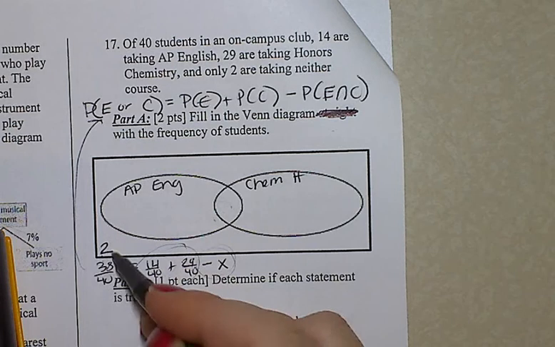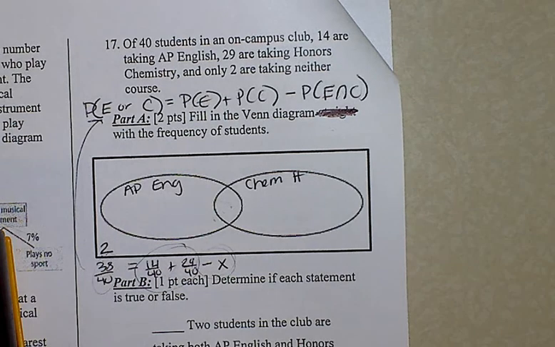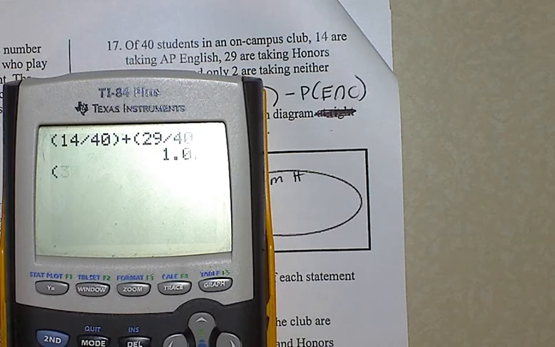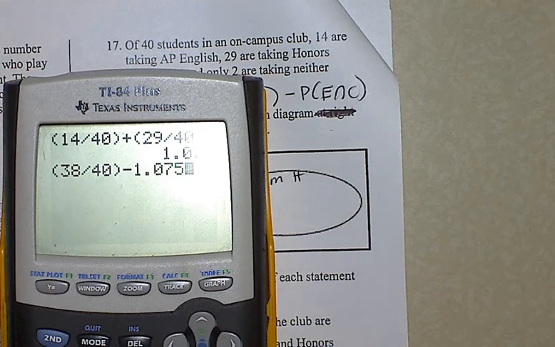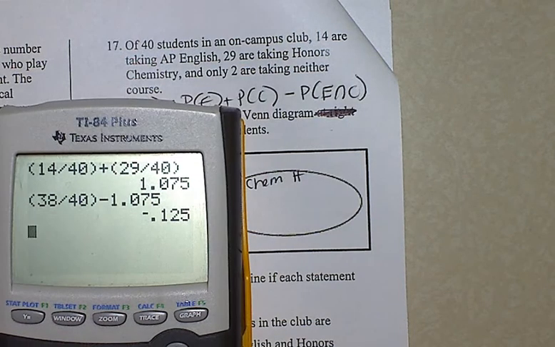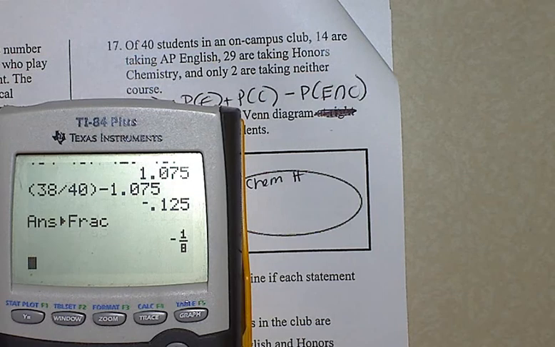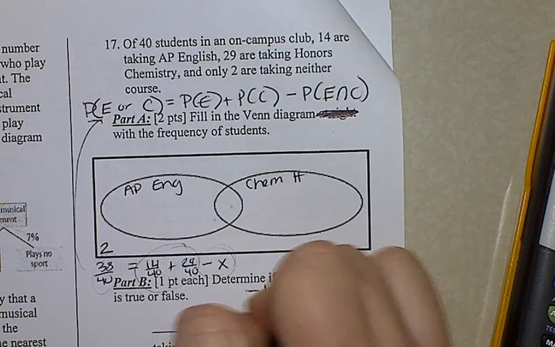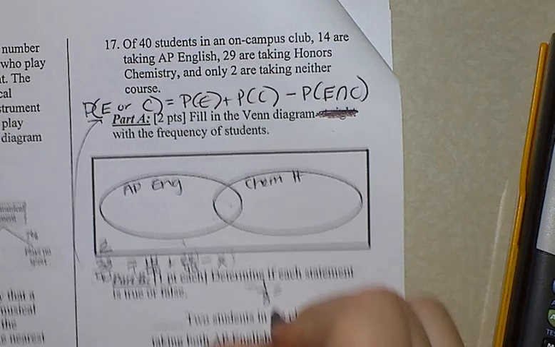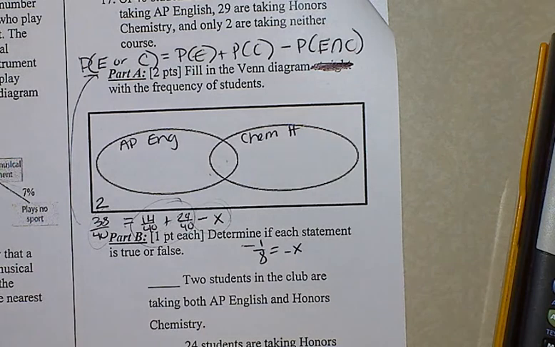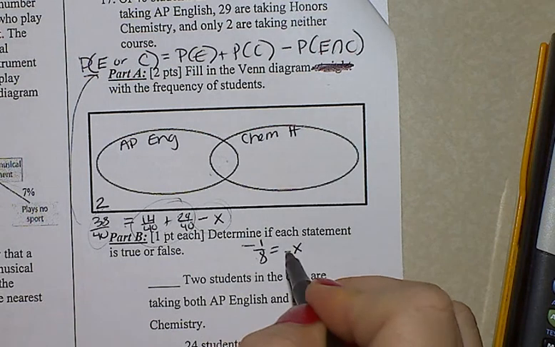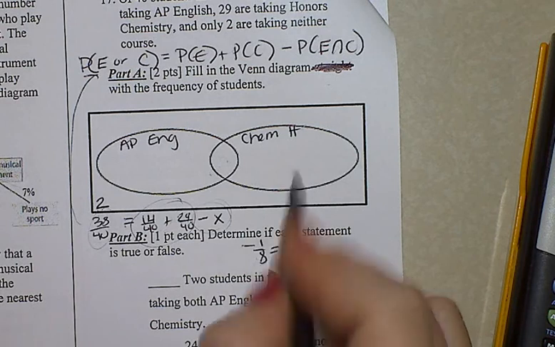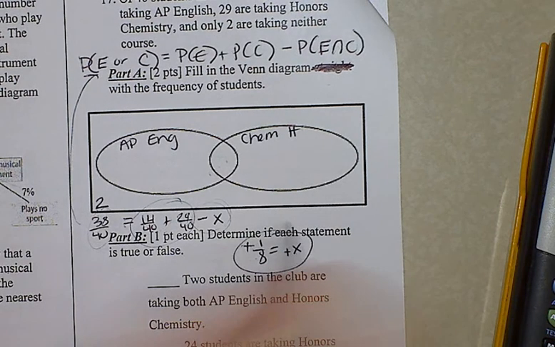Now to move it to the opposite side, you're going to subtract. So I'm going to take this quantity, 38 divided by 40, subtract the quantity 1.075. And I'm going to turn this back into a fraction. So negative 1/8 is equal to negative x. Now in your math career, you've learned if you have some negative quantity equals a negative variable, if you divided or multiplied both sides by negative, what would happen? You'd end up with positive on both sides, right? So this is what x equals, and that's not wrong.